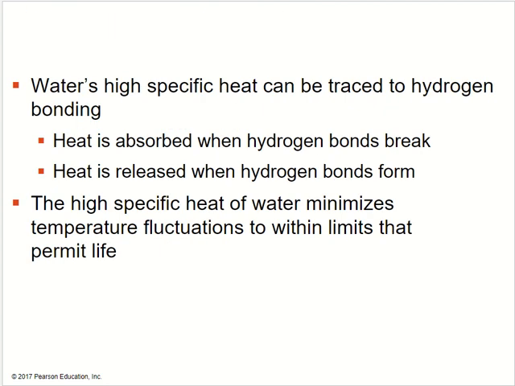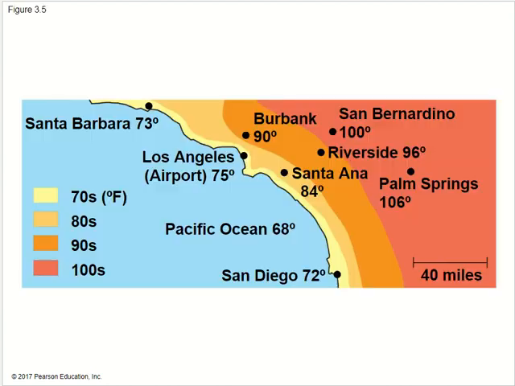Water's high specific heat can be traced to hydrogen bonding. Heat is absorbed when hydrogen bonds break. Heat is released as hydrogen bonds form. The specific heat of water minimizes the temperature fluctuations to within limits that permit life. Water is not prone to change its temperature very quickly, essentially.